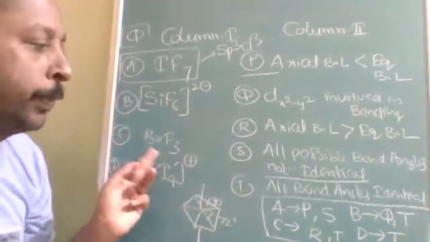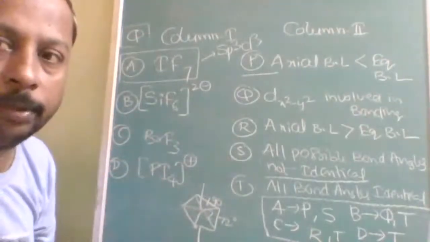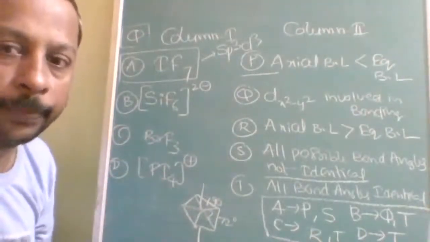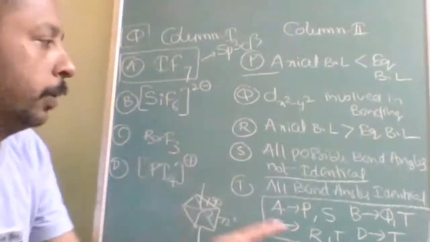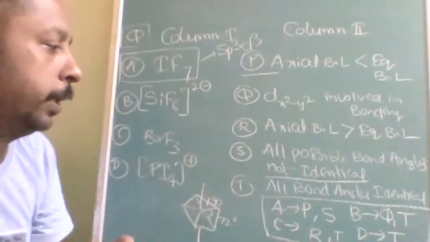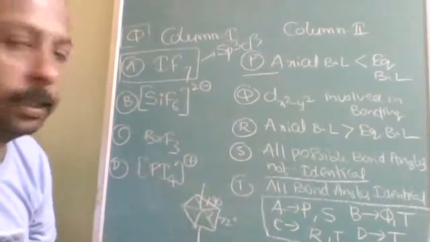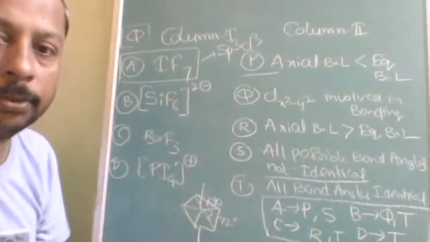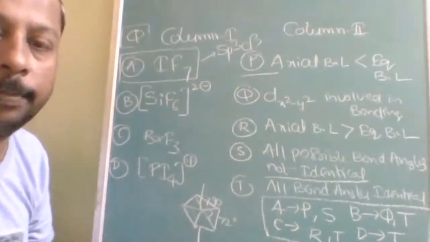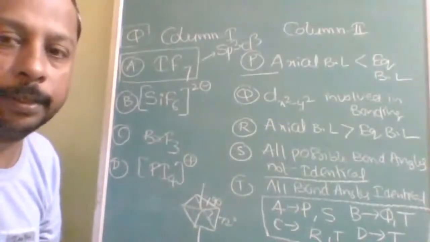This is trigonal bipyramidal, sorry, not square bipyramidal. So T shape will be there. So accordingly, there will be R comma T, and D is simply sp3 hybridization. So answer will be T. What will be the answer? Answer will be T. Is that understood?